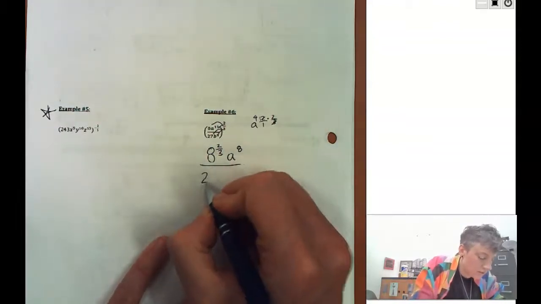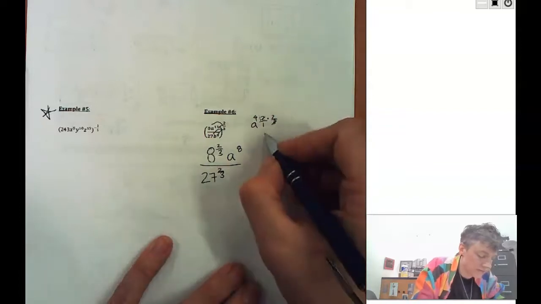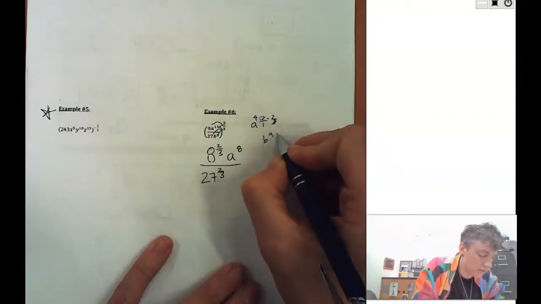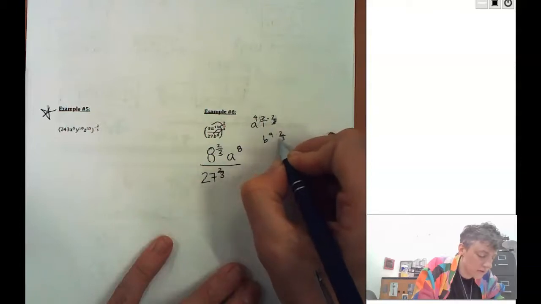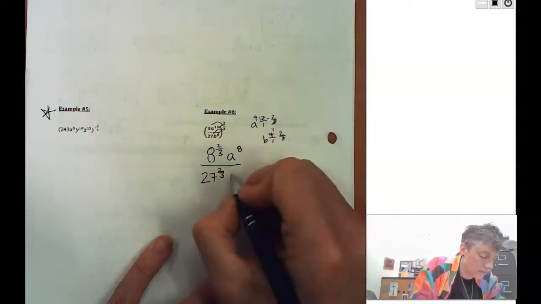Over 27 to the 2/3. Let's do the same thing here. B to the 9th to the 2/3 means I multiply those together. That's over 1. Cancel, cancel. So that's really b to the 6th.